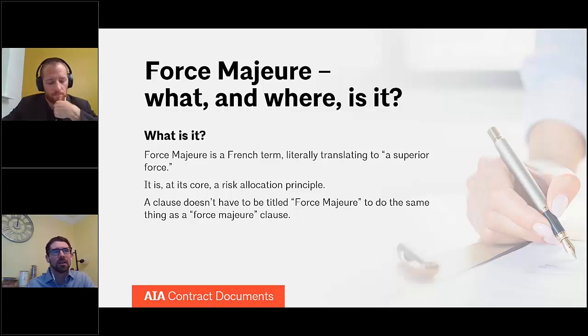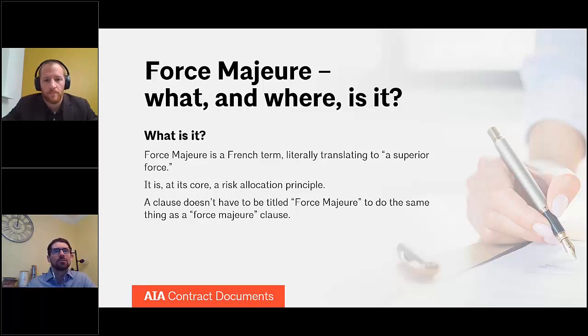So force majeure, it's a French term. It literally translates to a superior force, and at its core, force majeure is a risk allocation principle. So force majeure allocates the risk between the parties. Here we're talking about owners and contractors as related to the A201, and it allocates the risk that a superior force, some significant event, causes either the owner or the contractor to not be able to complete their contract obligations. So who bears the risk that that is going to happen? That is fundamentally what a force majeure clause is and what it does.